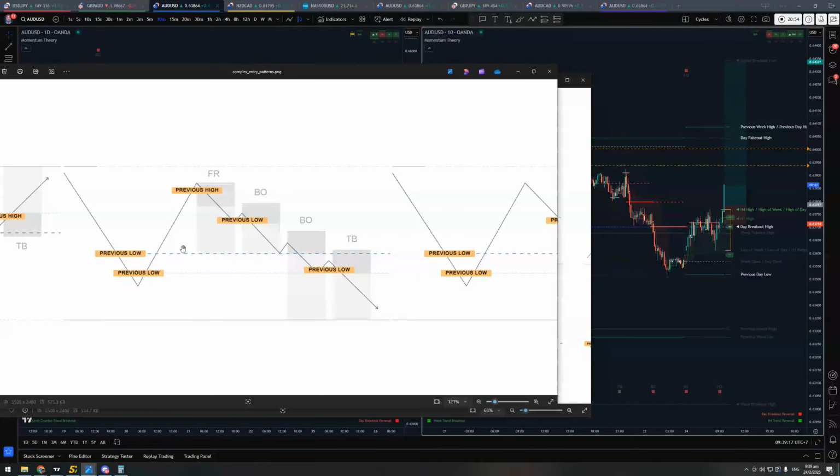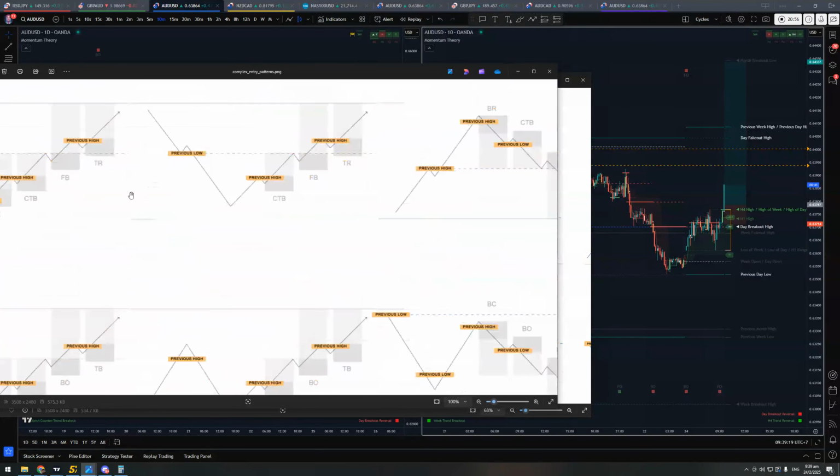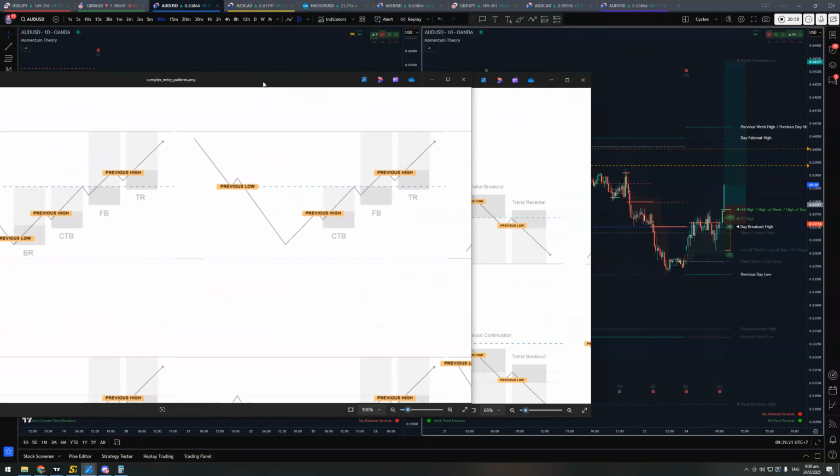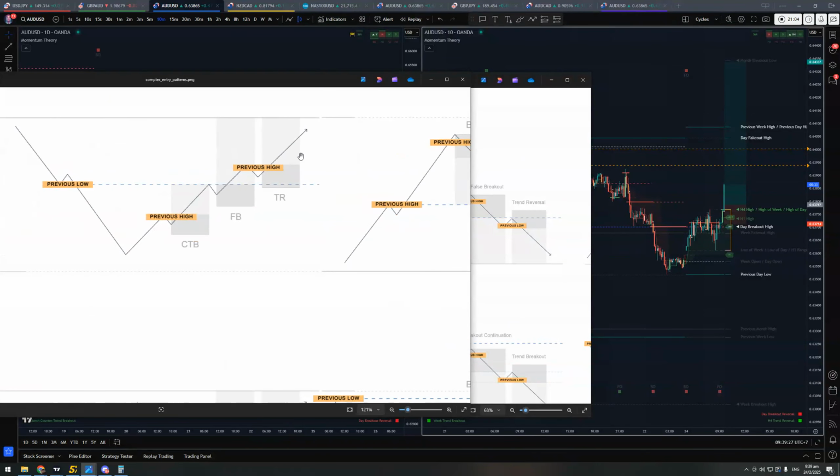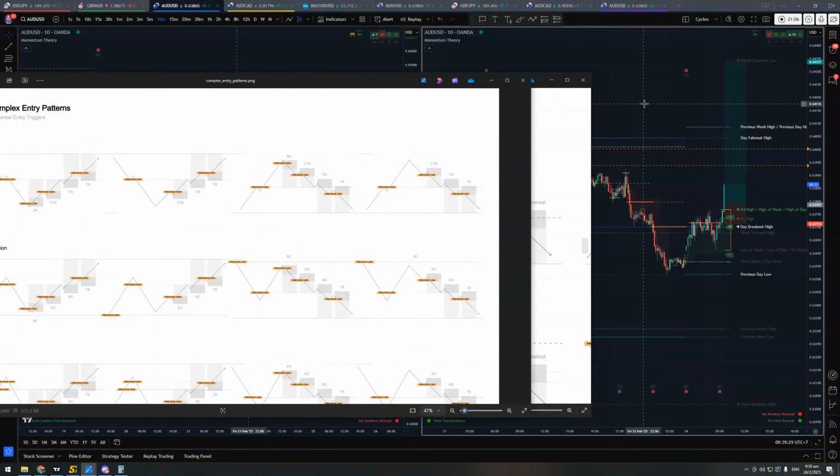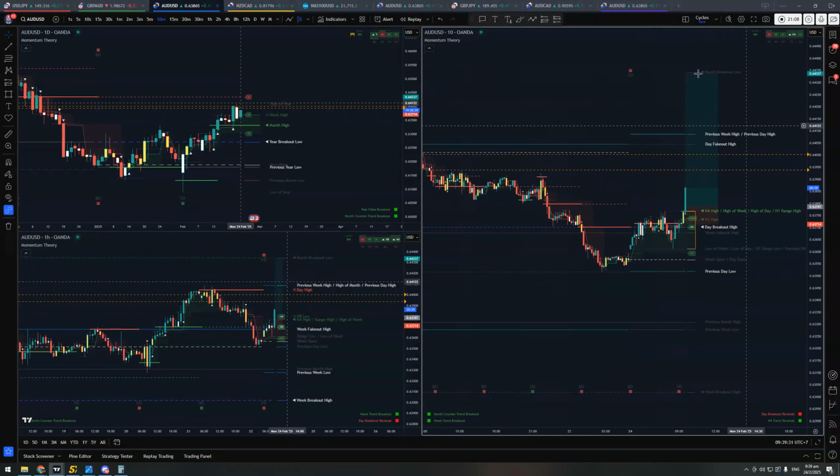Have a quick look at the complex entry ones. Yeah, not this one. It's a simple trend reversal pattern. Okay, looks like it's moving well. Let's see where it goes.